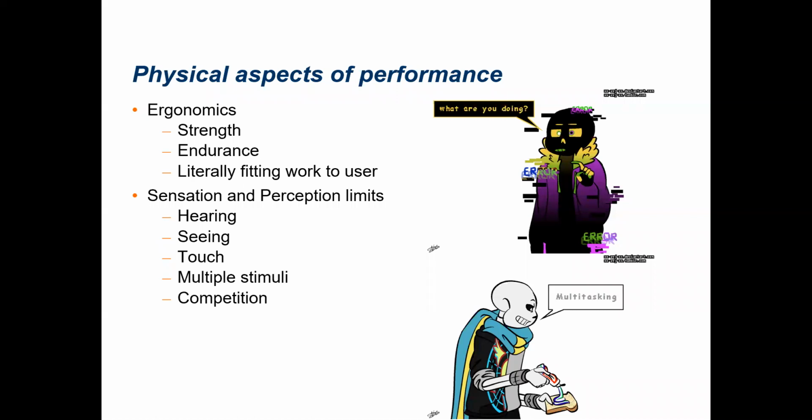Now, sensation and perception limits. We'll get into sensation and perception next week or the week after, probably, which covers our senses, multiple stimuli, and competition between stimuli. Anybody who's tried to read or listen to an audiobook and write at the same time understands that. Multitasking. We're not good at multitasking. Multitasking is a misnomer; our brains don't actually do two things at once.